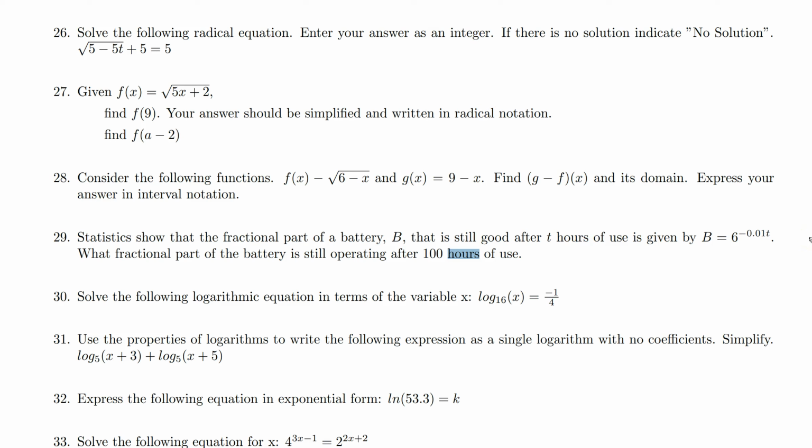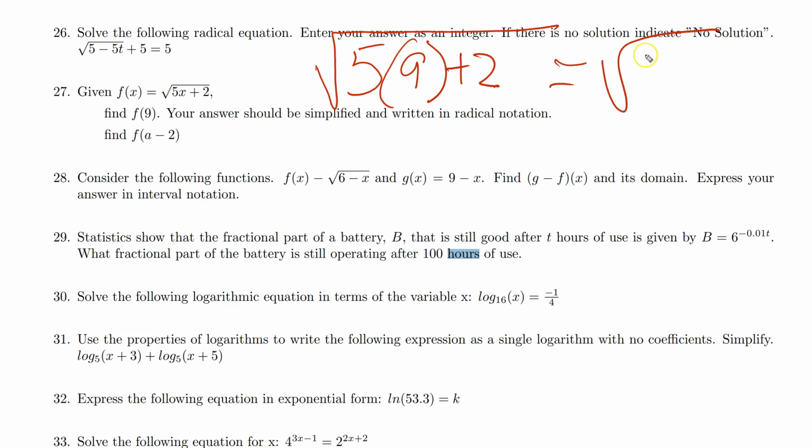Now for 27, they're giving us this function. Your answer should be simplified and written in radical form. So we're going to put, under the radical sign here, 5 times 9 plus 2. So where the x is, we're going to put the 9. So that's 45 plus 2, square root of 47. And since that's not a perfect square, that's an irrational number, that is the answer for that first part.